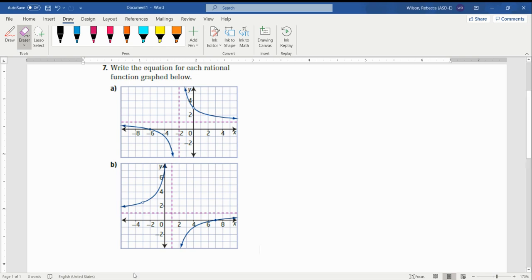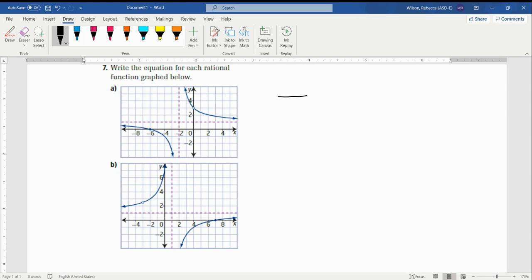Okie dokie. So at the request of a student, I am doing a quick little video on writing the equation for rational expressions. This is just working backwards. So we know that whatever's left in the denominator gives us vertical asymptotes. And we know that anything that canceled from both the numerator and the denominator gives us points of discontinuity. Those two pieces of information are what you are going to use to figure out what this equation was.